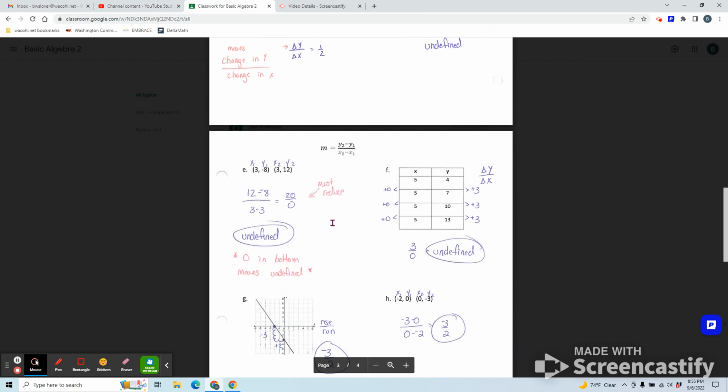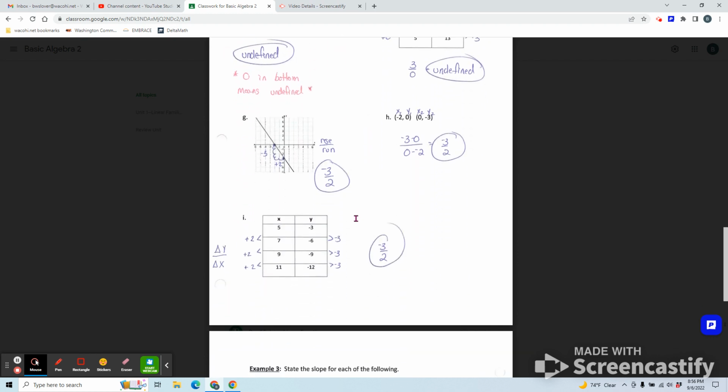Let's look at letter E. When I plug it into the formula, y2 minus y1 over x2 minus x1, I end up getting 20 over 0. When that happens, or when it happens again, because it will, make sure you reduce it, and don't just leave it as 20 over 0. What does that mean? It means my slope is undefined. It means that I have a vertical line. That's what a slope of undefined is. So please make sure you reduce anything that can be reduced.